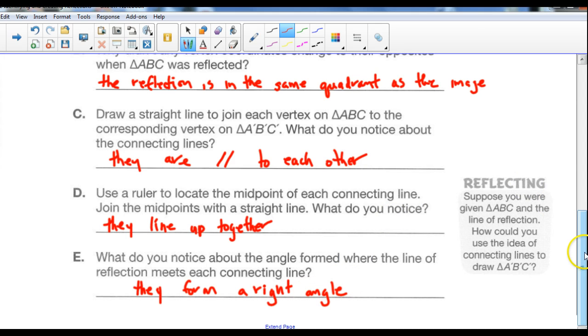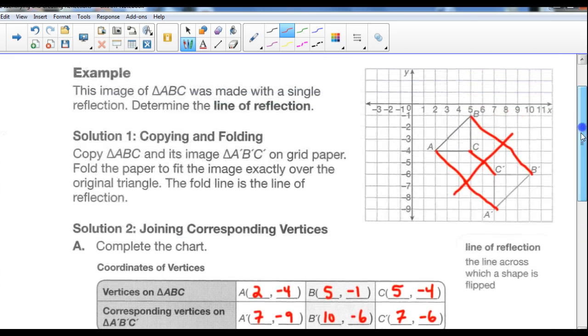Okay, so this is kind of an odd one, but it's a reflection within the quadrant. It hasn't crossed over the x-axis, hasn't crossed over the y-axis, so it's not like a mirror image across an axis. It's within the same quadrant. Okay, so it's kind of a special situation, but most of the reflections you're going to do will be across an axis. Okay, most of the practice that you'll do. Okay, so go ahead and start the practice.